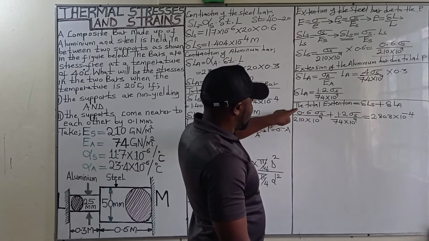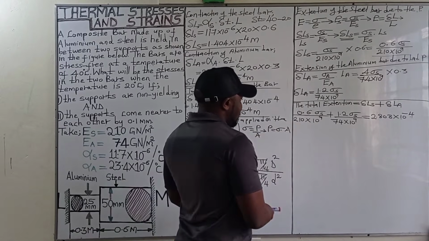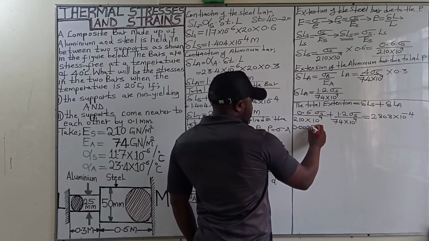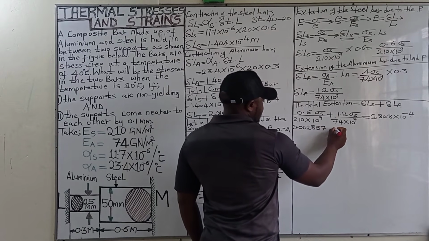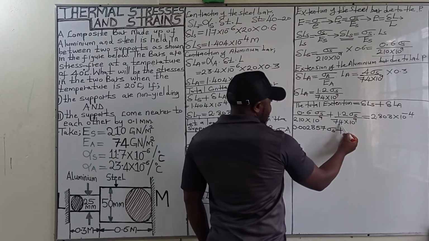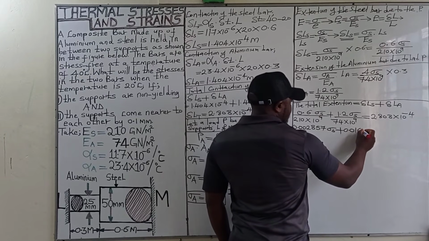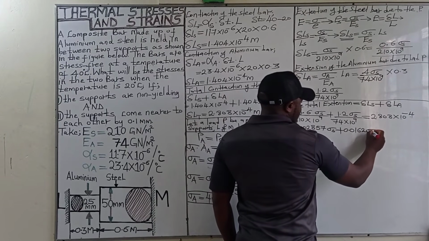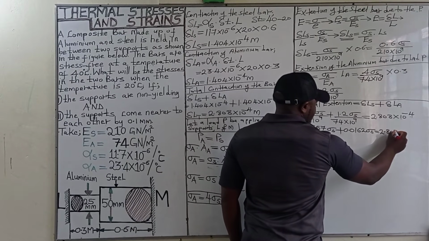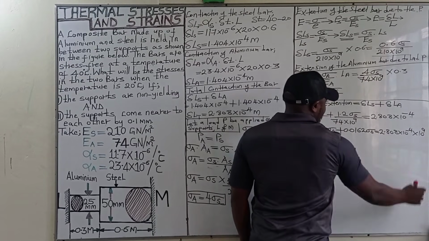Then we divide 0.6 by 210. So 0.6 divided by 210, that happens to be 0.002857 stress in steel, plus 1.2 divided by 74, that happens to be 0.0162 stress in steel, is equal to, this one is 2.808 times 10 raised to the power of -4 times 10 raised to the power of 9.